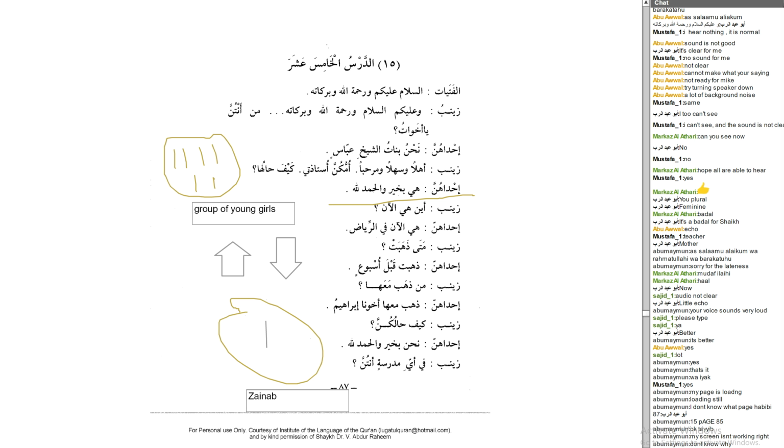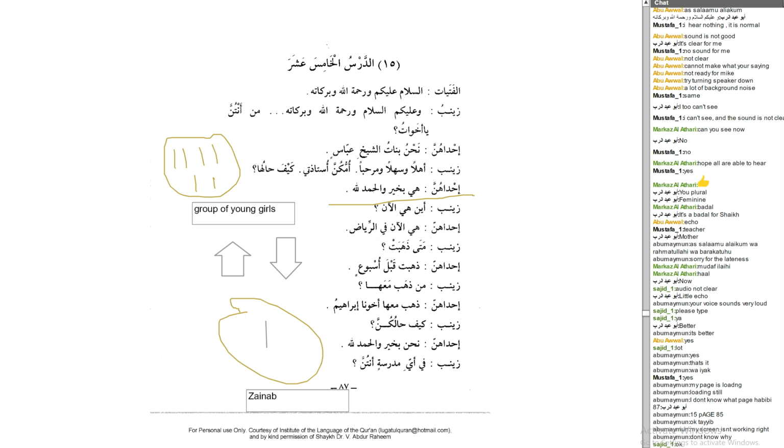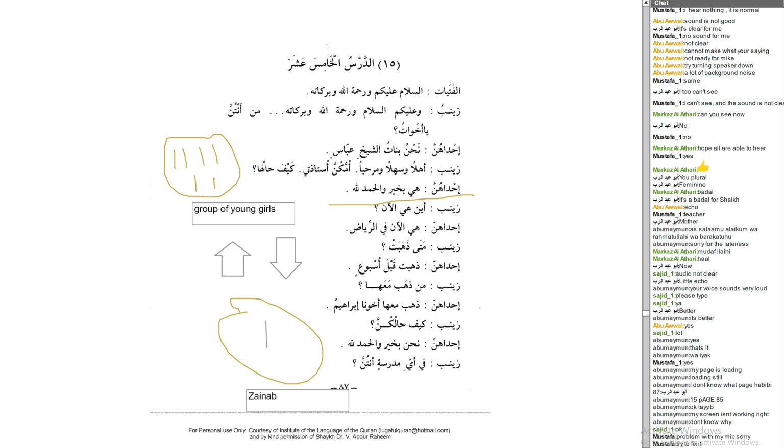Yeah, so al fatayatu: assalamu alaikum wa rahmatullahi wa barakatuh. Zainabu: wa alaikum assalam wa rahmatullahi wa barakatuh. Man antunna ya akhwatu? Ihdahunna: nahnu banatu Shaykh Abbasin. We are children or daughters of Shaykh Abbas. Zainabu: ahlan wa sahlan marhaban.